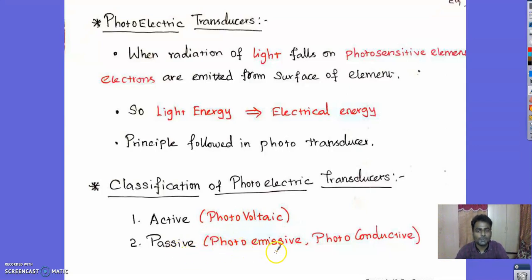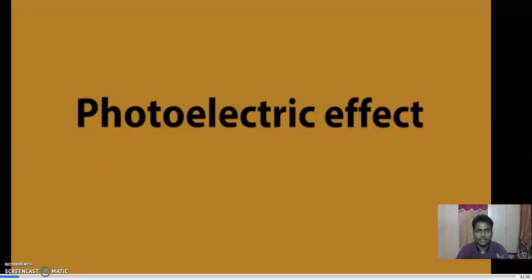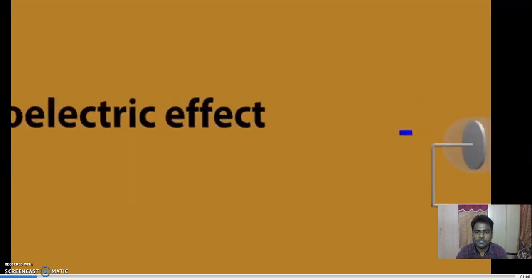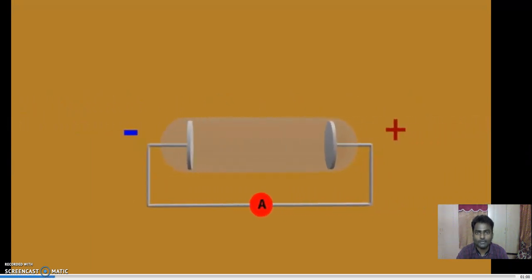And passive transducers have the examples of photoemissive and photoconductive transducers. We will see the explanation for photovoltaic, photoemissive, and photoconductive in the next slides. Before that, I would like to explain the photoelectric transducer with the help of an animated video. And here is the video which explains the photoelectric effect.